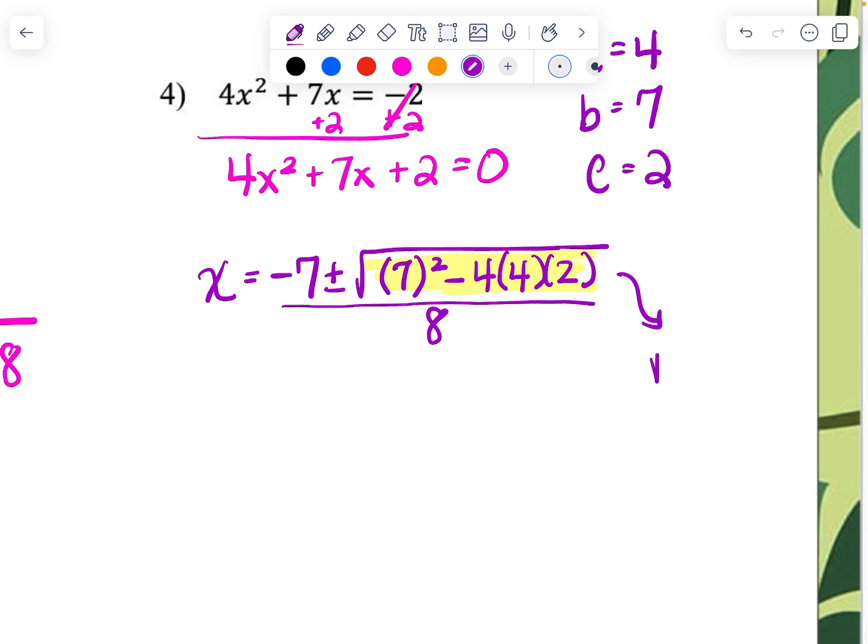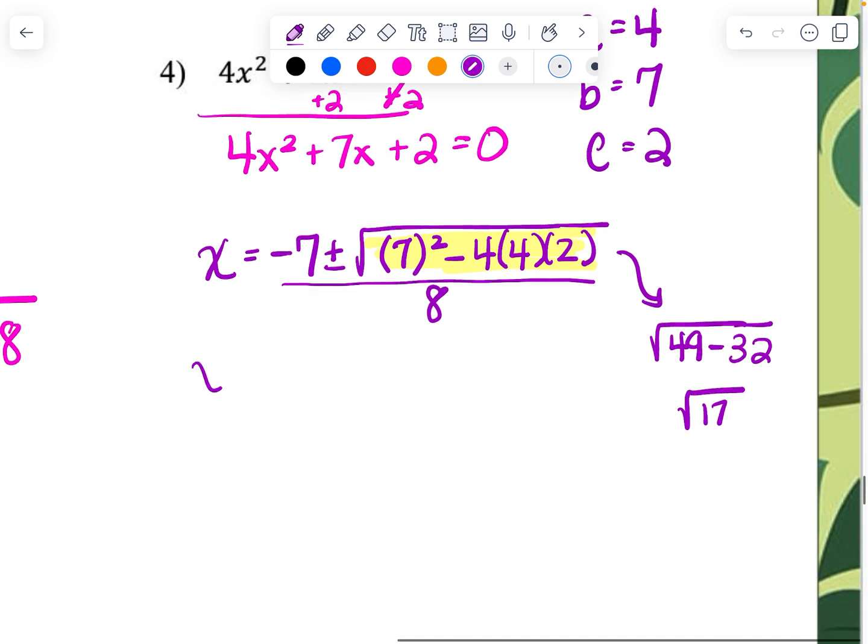7 squared is 49. And then it is just straight up subtraction because I have no negatives in the 4 or the 2. So 4 times 4 is 16 times 2 is 32. And I can continue to simplify that further. 49 minus 32 is 17. 17 is another prime number. I can't simplify the radical. So x is equal to negative 7 plus or minus the square root of 17.